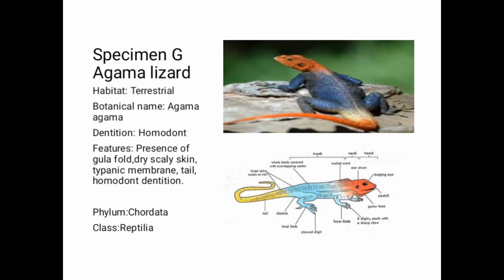Now let's take specimen G, which is Agama lizard. The botanical name for Agama lizard is Agama agama. It stays on land, it's a terrestrial animal. Dentition, homodont, meaning it has same kind of teeth. Features, you have the presence of gular fold, the dry scaly skin, the tympanic membrane, you have the tail, homodont dentition. The phylum is Chordata, the class is Reptilia. Underneath you can see a well-labeled diagram of a lizard showing the head, the neck, the trunk, and other several parts. Please take note of this diagram.